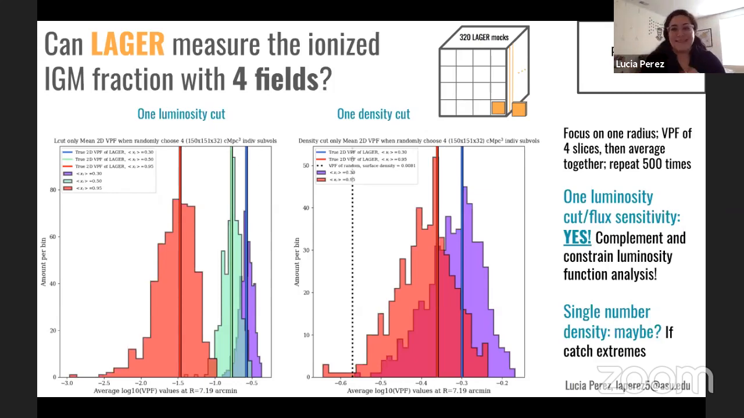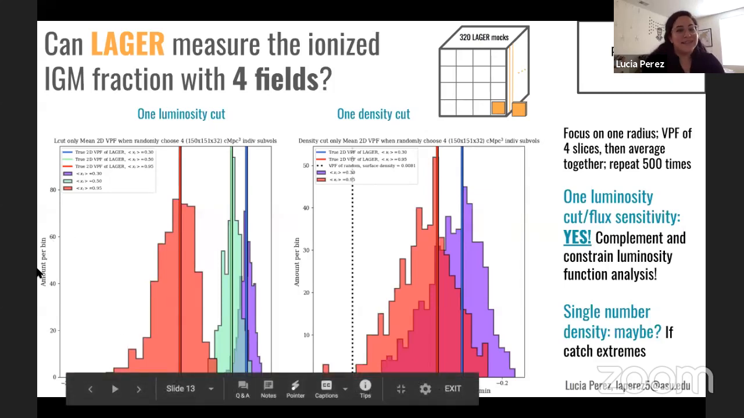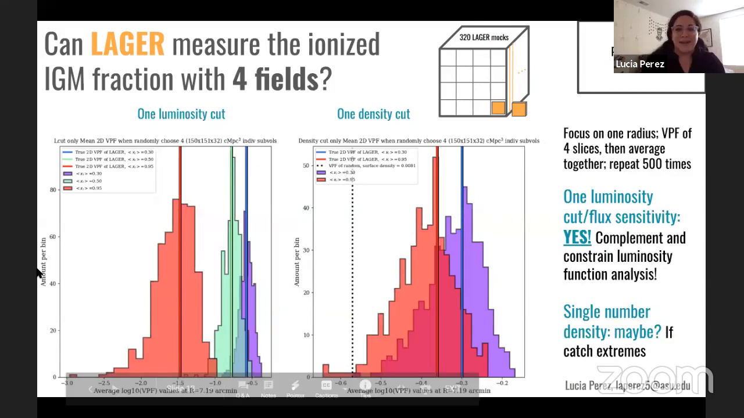I repeat this process tons of times, so then we can see how the average of those 4 changes as you vary this. And as you can see with the single luminosity cut here on the left side, the 95 and 30% ionized have distributions that are really separated. So we'll be able to complement and constrain and help out the luminosity function analysis that our team is doing with the clustering measurement of the Lyman Alpha emitters once that becomes available.